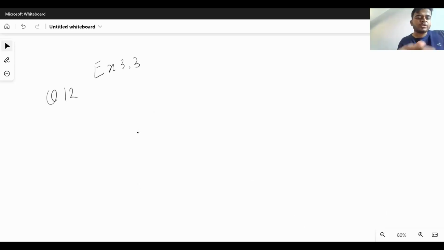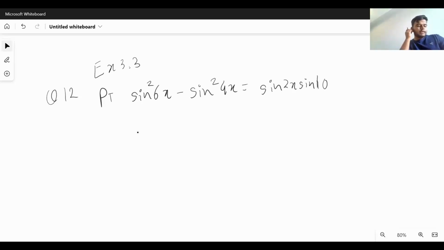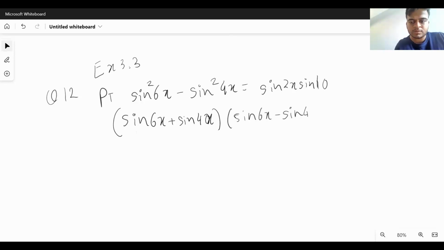In the 12th question, we have to prove sin 6x plus sin 4x times sin 6x minus sin 4x equals to sin 10x sin 2x. Correct. And let's try and write this, right? Can we write sine square 6x minus sine square 4x as being equal to sine 6x plus sine 4x, and that term into sine 6x minus sine 4x? Correct. What is going to happen when you're going to try and expand these two terms? What will happen?